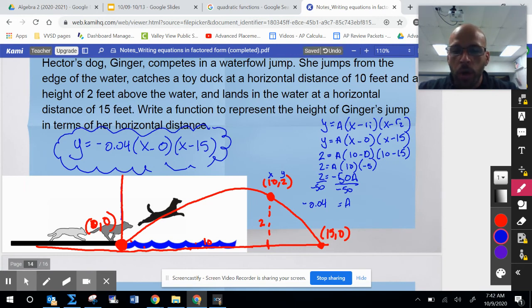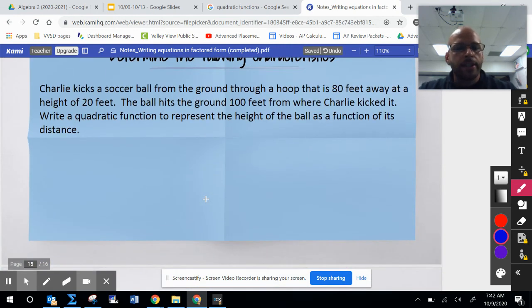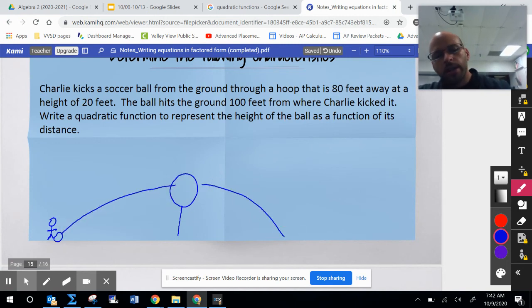Okay? I have one more word problem because I know those are a little tougher for people. But if you notice, I just have to find the x-intercepts and a point, and I do everything the same. So Charlie kicks a soccer ball. I'm going to draw a little Charlie. Here's his soccer ball. He kicks a soccer ball from the ground through a hoop that is 80 feet away at a height of 20. Okay, so it's kicking the soccer ball through a hoop, landing. Now, we don't know that that's at the top, okay? But it says the ball hits the ground 100 feet away. Now, it's on the ground, so that's going to be at 0. It starts at 0, 0.